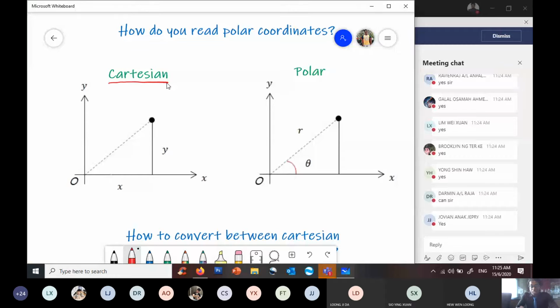Cartesian coordinates are x and y, but there is another way of reading coordinates, which is called polar coordinates. In polar coordinates, we don't use x and y, we use r and theta. So all your coordinates are coordinates of r and theta, compared to Cartesian, which is x and y.